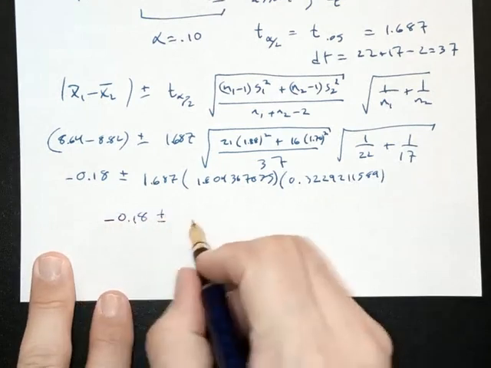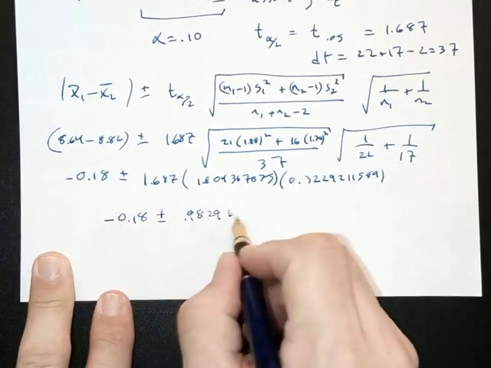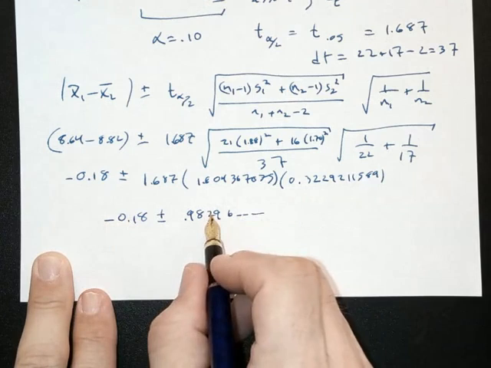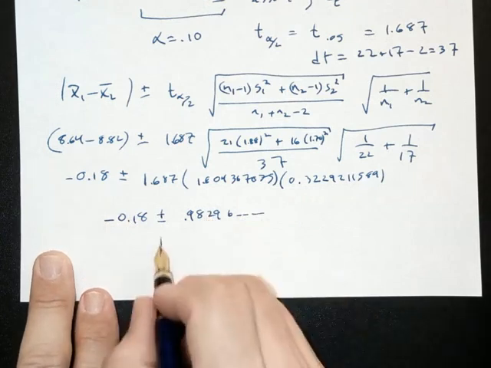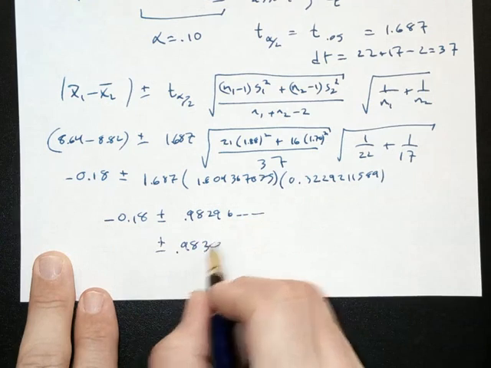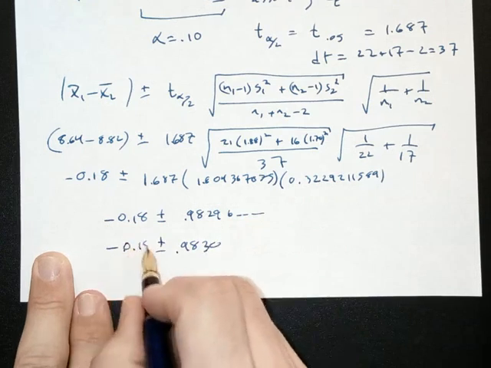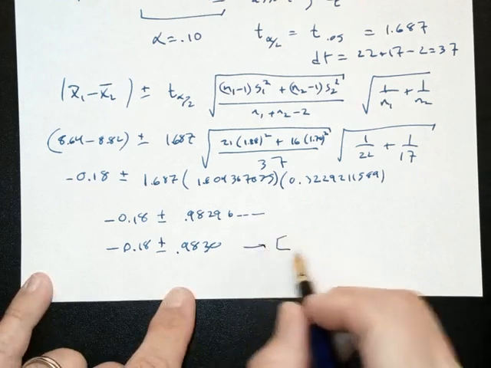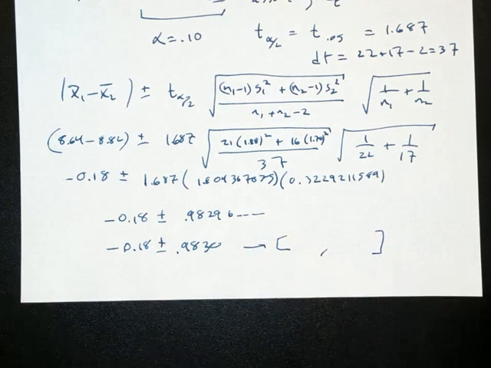Negative 0.18 plus or minus 0.98296 and a bunch more stuff. I'm going to go ahead and round that to the fourth decimal place, like the back of the book has everything in fours, so 0.9830. Do the subtraction, do the addition. I need two numbers.